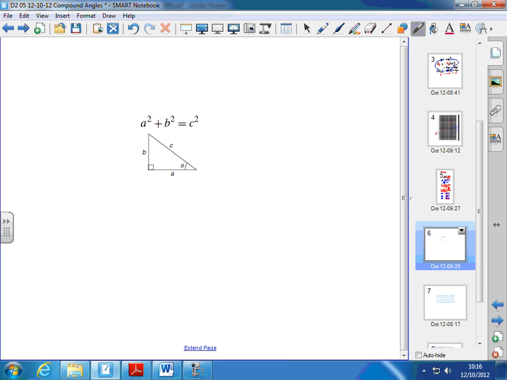Let's use Pythagoras to prove another identity.